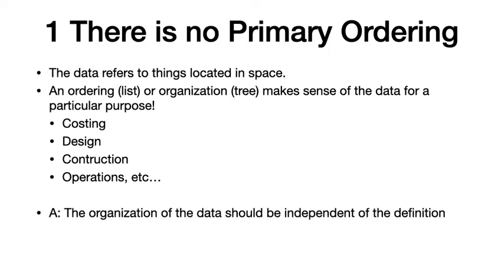So the implication of this for a data standard is that the organization of the data should be independent of the definition of the data. We don't want to bake those two things together. We want to be able to have one definition of a beam. There's one beam, we define it once. However, that beam may exist in 18 different structures throughout the project. So having those independent allows us to have a fighting chance of helping to solve that problem.